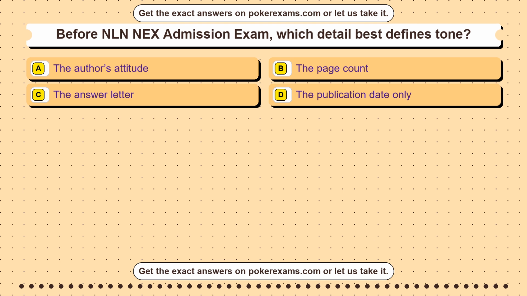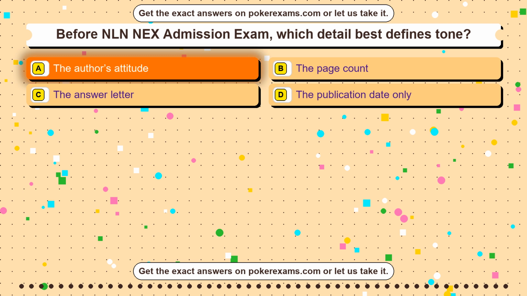Question 25. Before NLN NEX Admission Exam, which detail best defines tone? Option A. The author's attitude. Option B. The page count. Option C. The answer letter. Option D. The publication date only. The correct answer is option A.